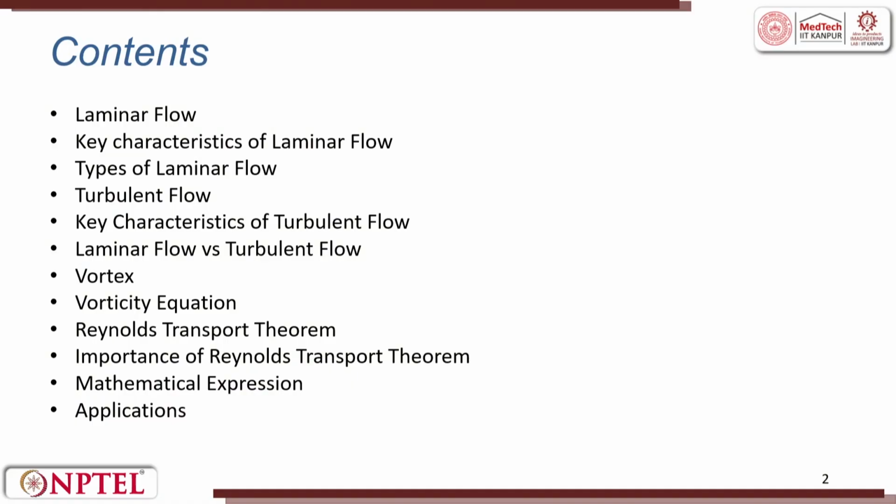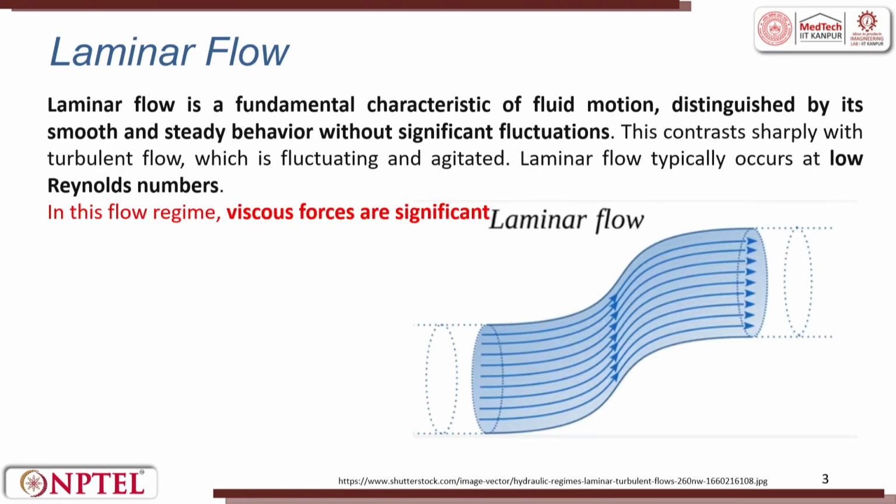In this topic, we will try to see what is laminar flow, what are the key characteristics of laminar flow, then types of laminar flow. The other one is turbulent flow, key characteristics of turbulent flow, then laminar flow versus turbulent flow, what is the difference. Then what is vortex, why is it very important, what is the vorticity equation. Then how do I characterize the flow? It is by Reynolds number. So the Reynolds transport theorem, then introduction of Reynolds transport theorem, then mathematical expression for Reynolds number, and finally a few applications.